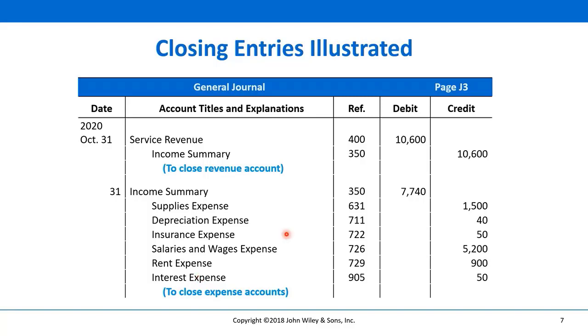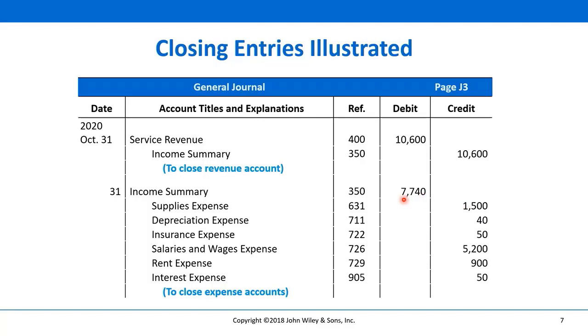The idea is very simple. Since they have debit balances, we have to credit all the accounts. If we credit the supplies expense by 1500, the supplies expense balance will become 0. The same thing goes for the other expense accounts. So we have to credit all the expense accounts in the closing entry to make their balance 0. Here we have 6 types of accounts, and for an equal amount of credit we must have an equal amount of debit. The total of these expenses is 7740.